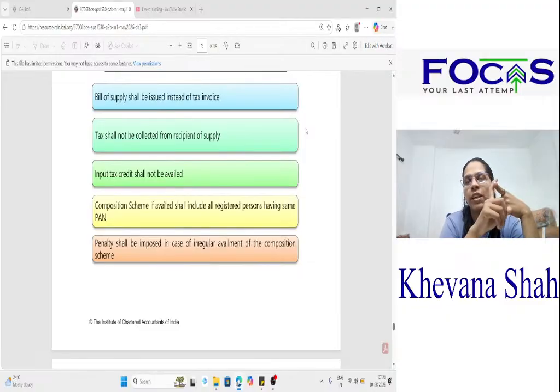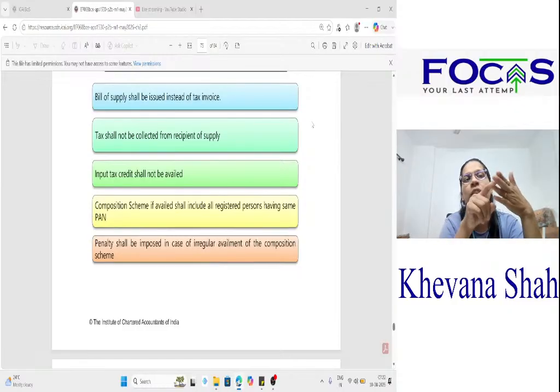Suppose in district 1 you want to opt for the composition scheme. In district 2 again you want to opt for the composition scheme. But for some reason in districts 3, 4 and 5 I want to opt for the regular scheme. So what our GST law says is that the composition scheme, if availed, shall include all registered persons having the same PAN. So if I am opting for the composition scheme for location A and location B, then I will also have to opt for the composition scheme for locations C, D and E. I cannot opt for composition levy for one location and for the regular scheme for other locations.